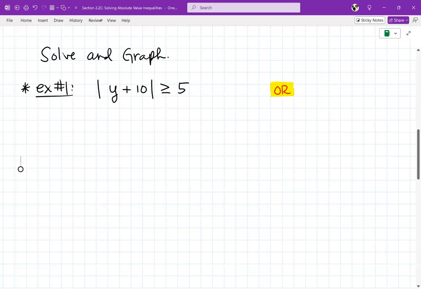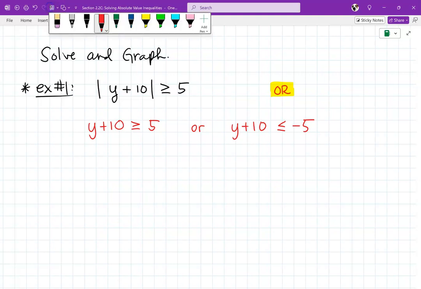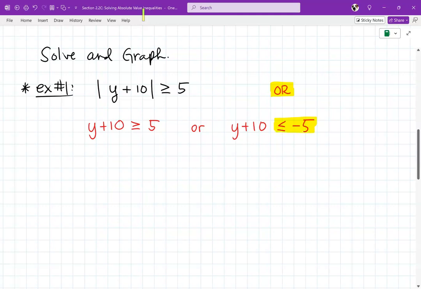So here we go. Is the absolute value isolated? Is there something multiplying it on the outside or dividing it on the bottom? No, right? So it's isolated. It's good. So I'm going to break it apart immediately. y plus 10 is greater than or equal to 5. So remember, the first one looks normal. And then I'm going to write or y plus 10 is less than or equal to negative 5. I'm going to highlight that. I want you guys to notice that's the only thing that changed.